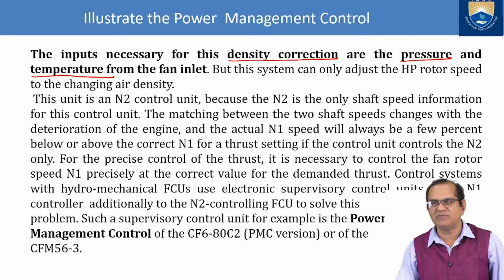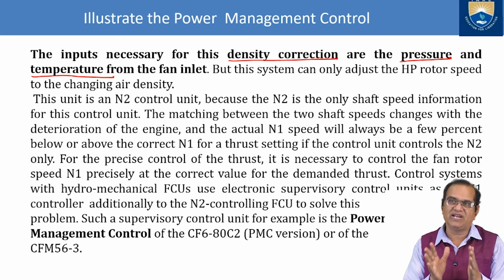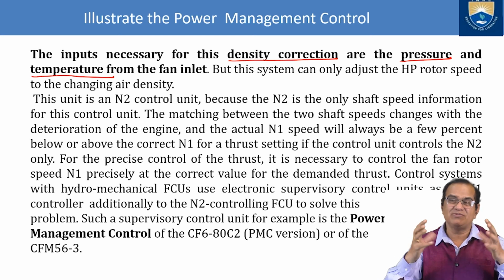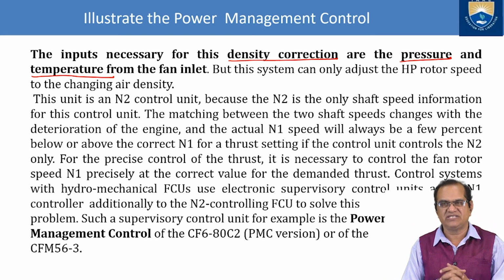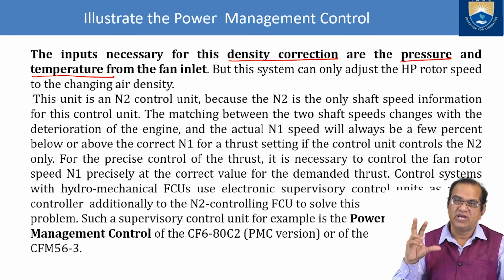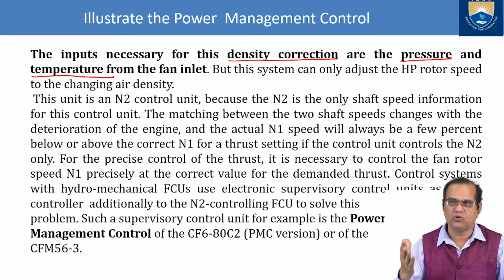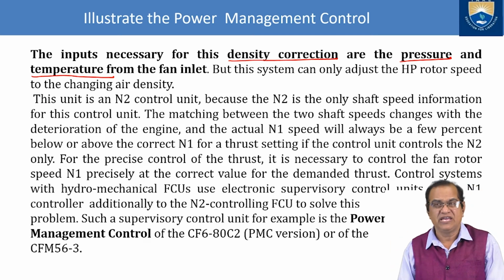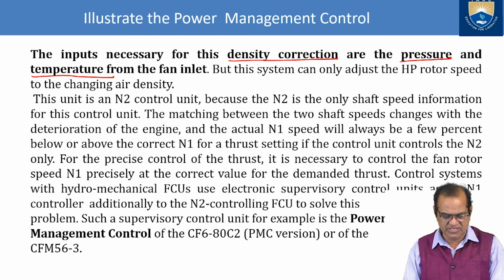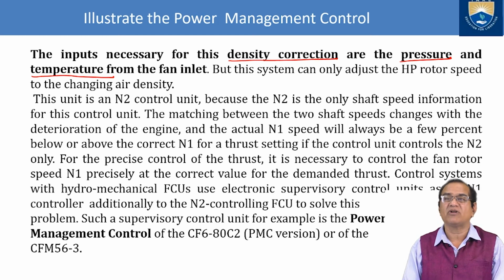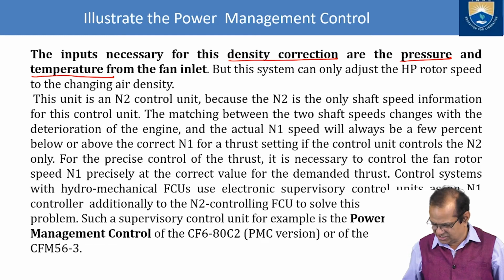So in this power management, we do both N1 and N2, because after some time there will be a sluggish operation of the engine if the engine is getting a little older. So we have to monitor N1 and N2 both, and this type of system is used in modern aircraft engines like the CFM engines, where we use the power management system.